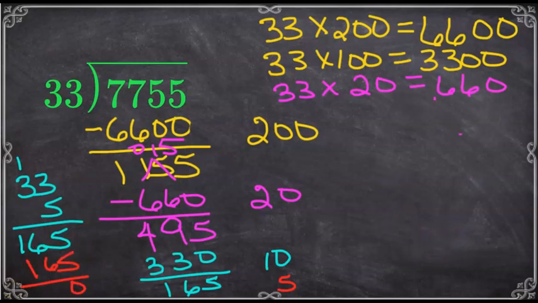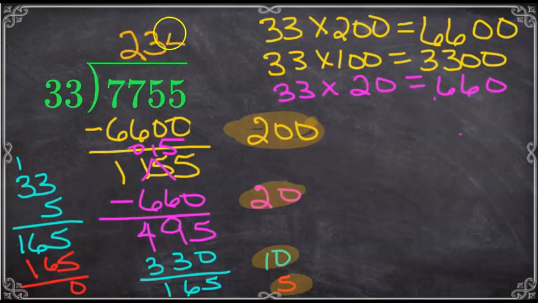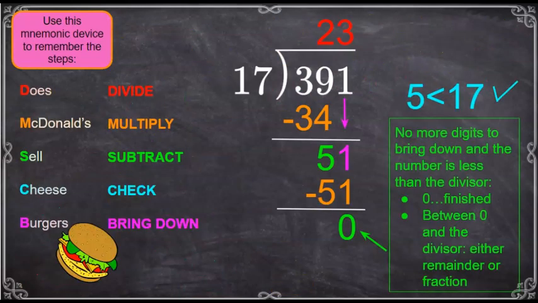So I have all of my partial quotients ready to go, and they are 200 plus 20 plus 10 plus 5. So I bet we can do this without writing it all down. 200, 220, 230, 235. So it looks like my answer is an even 235 with no remainder.